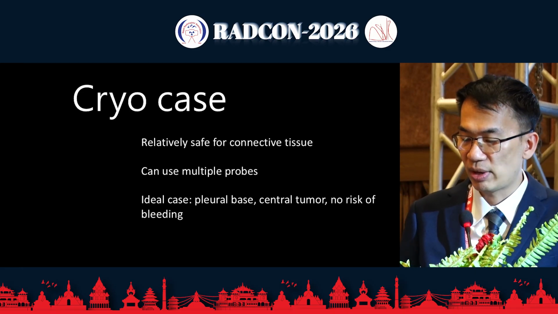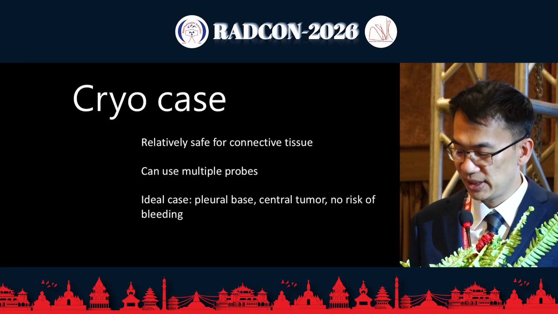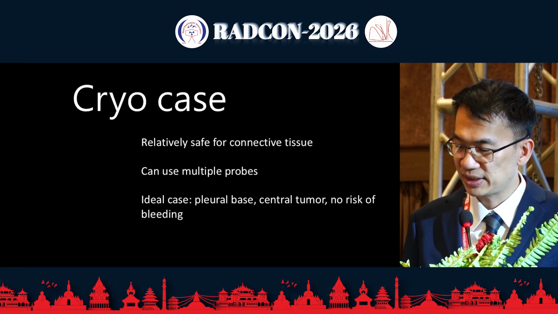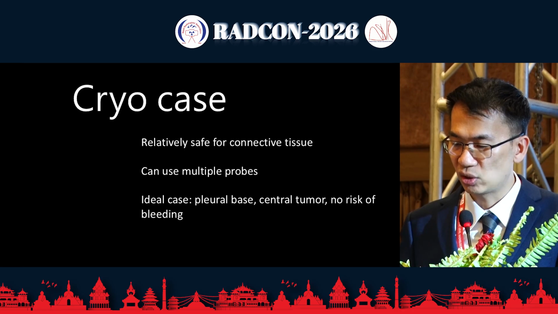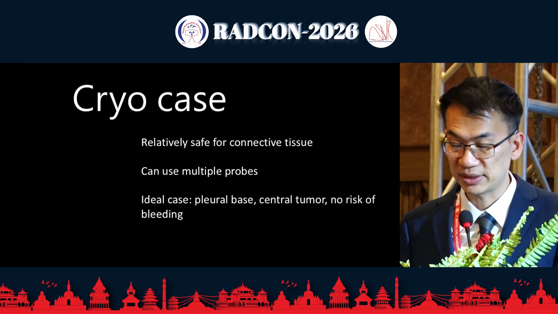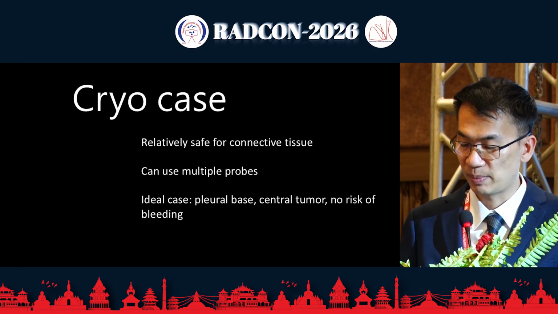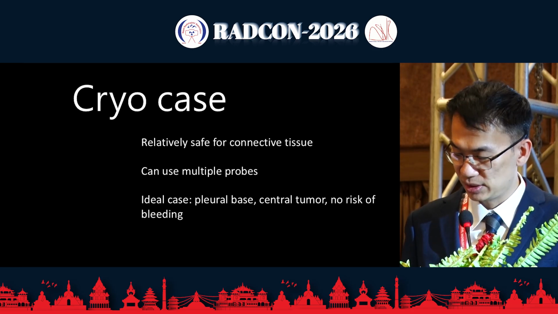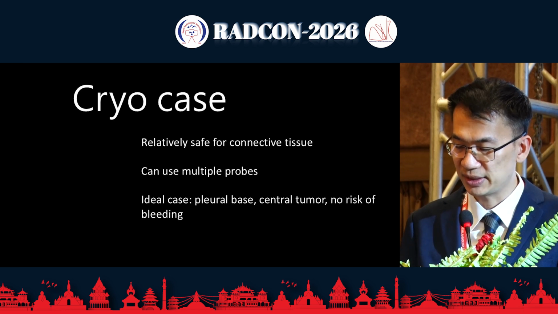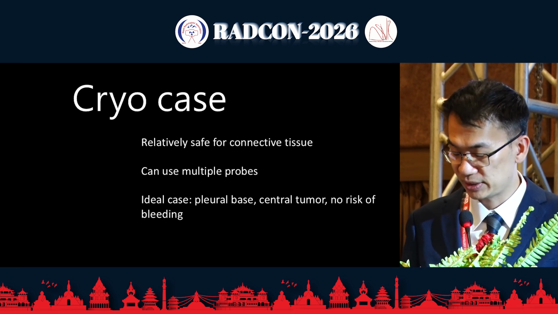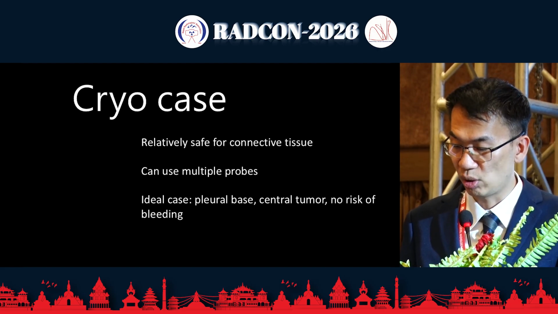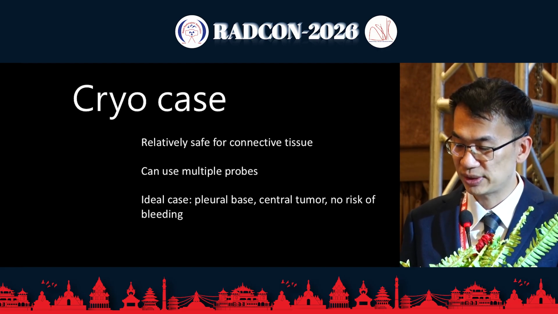The cryo is relatively safe for the connective tissue. We can use multiple probes. This is the example that we chose: a colon metastasis with pleural metastasis, 2 spots from the PET CT. So I use 2 needles at each spot. I choose the cryo because it's in the pleural space, so there's going to be pain after the ablation. And this is during the operation. I choose the 2 needle ice probe.